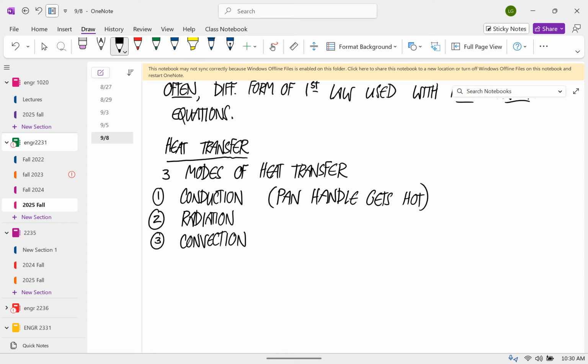Radiation, the best example of that, I think, is how we get energy from the sun. We can't get heat from the sun through conduction because most of the distance between the sun and the earth doesn't have any material. There's no way for heat to transfer from molecule to molecule. There are no molecules of anything. So this is energy transfer from the sun.